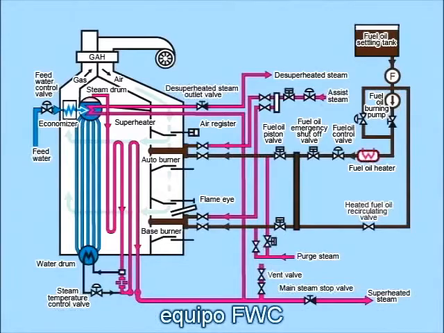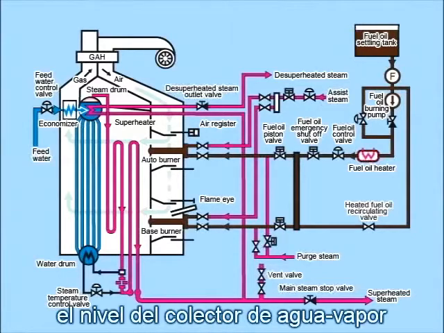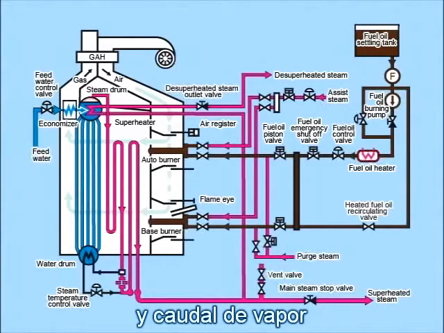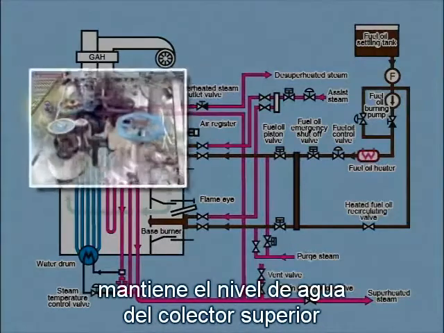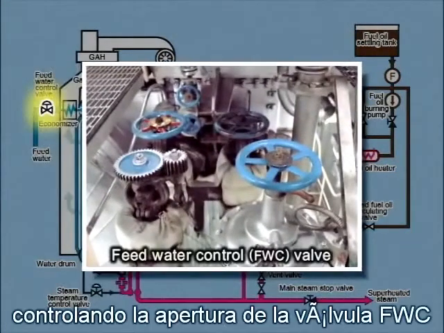Feed water control, FWC, equipment, which detects the steam drum level and steam flow, maintains the steam drum water level at a setting value by controlling the FWC valve opening.